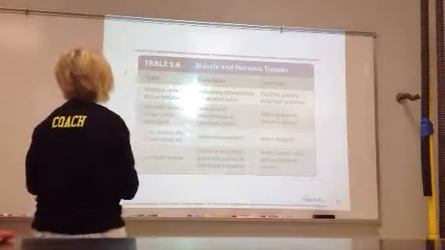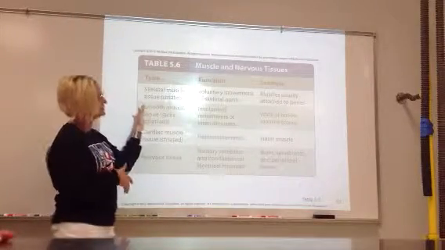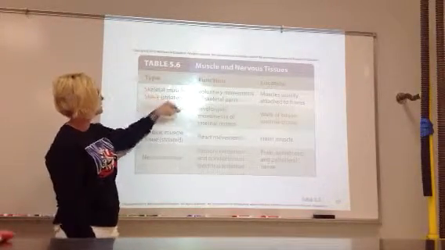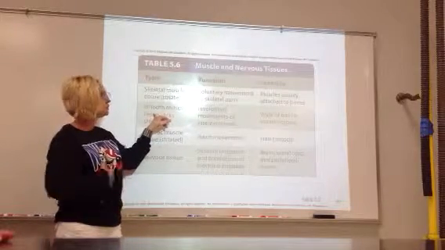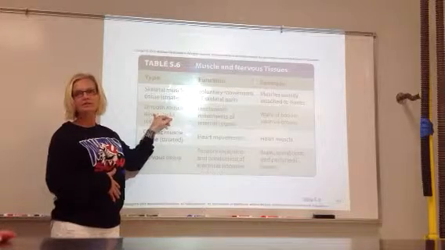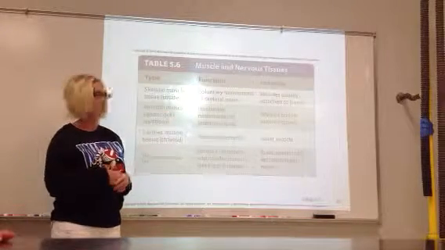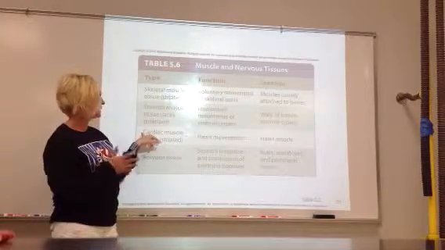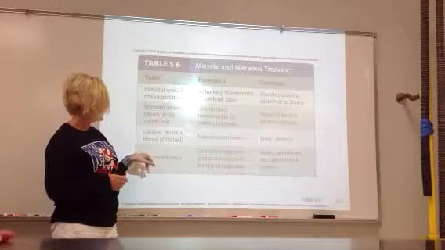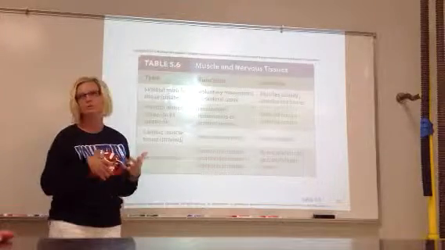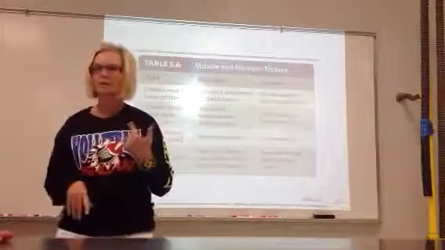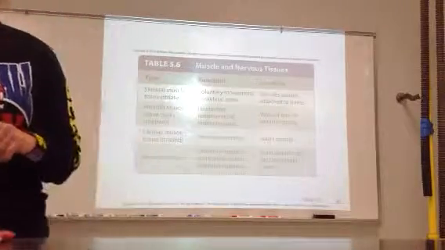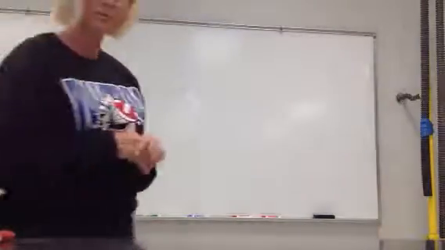So, muscle and nervous tissue table, this is also in your book. Skeletal, striated, attached to skeleton. Smooth, involuntary, don't think about it, organs that are going to work by themselves. Cardiac, specifically heart, and nervous tissue deals with the nervous system, brain, spinal cord, and nerves. And that is a wrap for chapter 5.